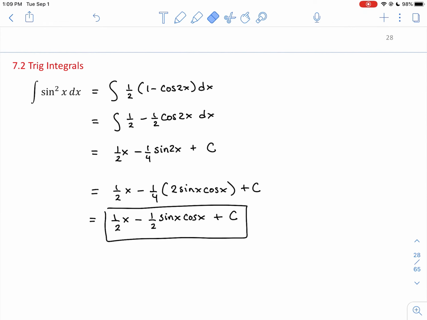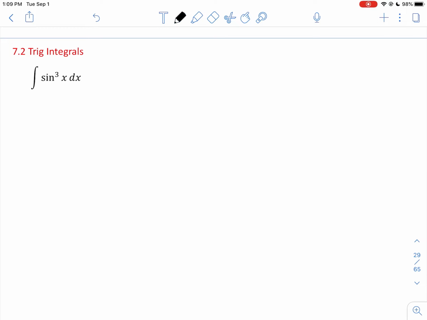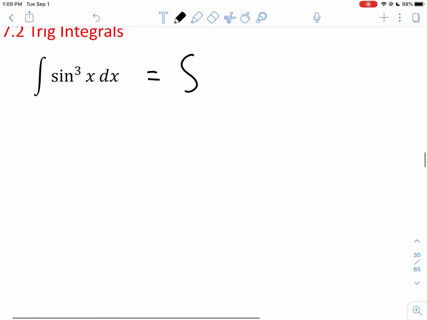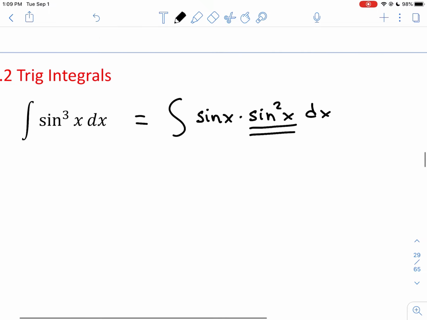Okay, let's go to the next slide. Sine cubed. Well, sine cubed involves a strategy of breaking the sine cubed apart by factoring. So we're going to do a sine of x times a sine squared. The sine squared, you have lots of options for using an identity on it.